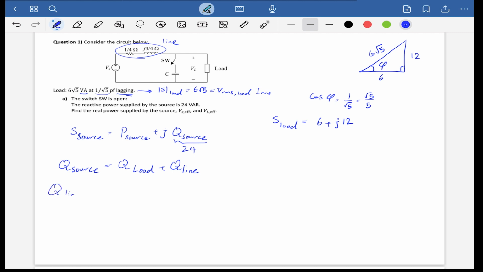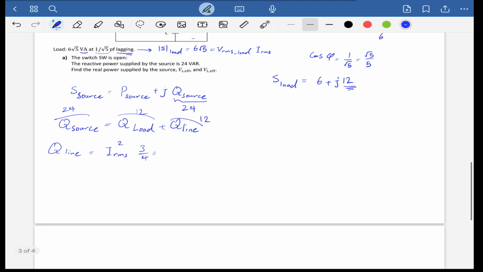is simply, from the formula that we know, IRMS squared times the reactance. What is the reactance? It is 3/4. So okay, Q of line we don't know, but Q of load we got this, which is 12. So this is 12, and this is also given, 24. So Q of line should be 12 because of conservation of power. So this is also 12.